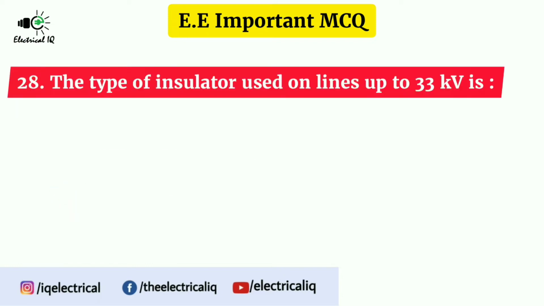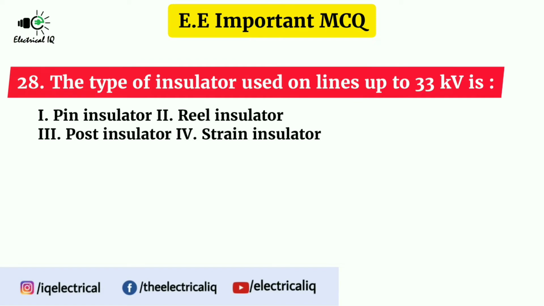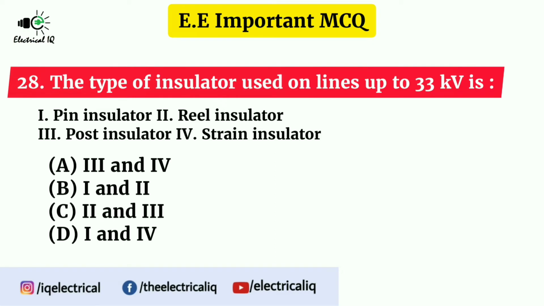Next, the type of insulator used in line up to 33 kV is A pin insulator, B reel insulator, C post insulator, D strand insulator. So the answer should be 1 and 4, pin insulator and strand insulator.